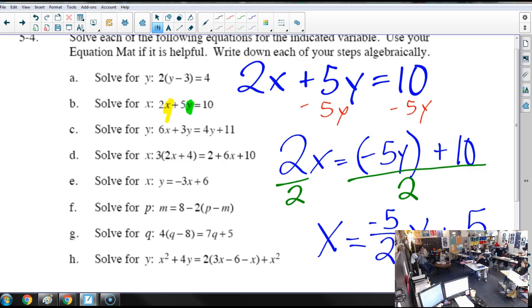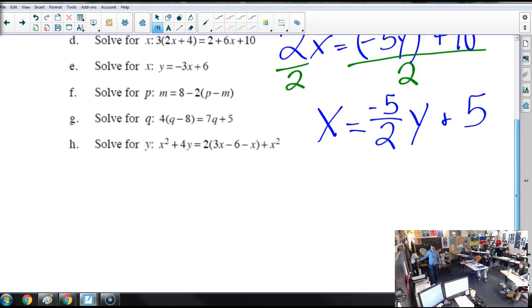Charlie? Any other requests for one of these to solve? I mean, you have other ones on the back of your homework that you need to do, I think. Audrey? Which? H? Oh, yeah.